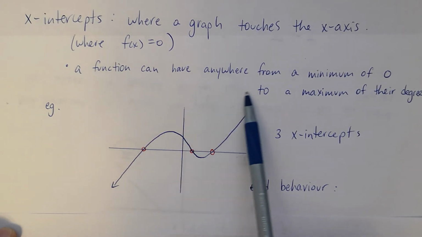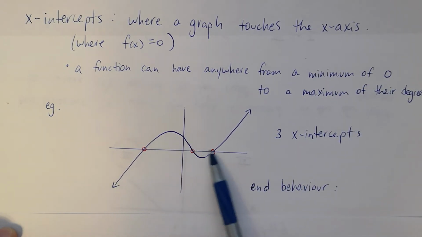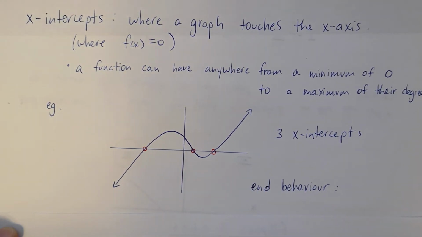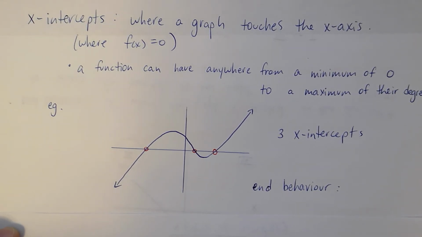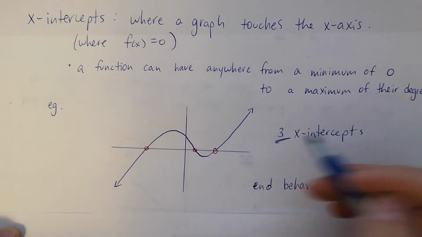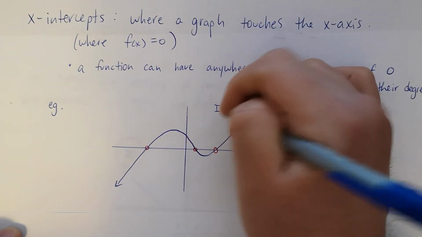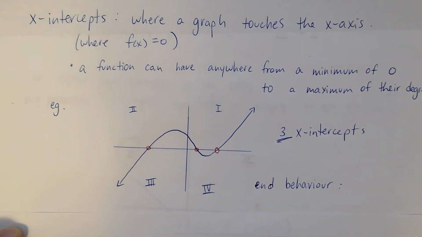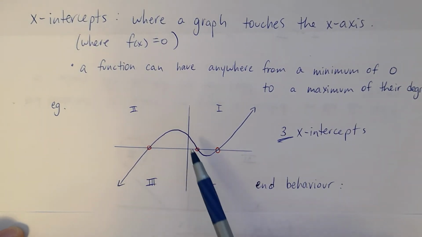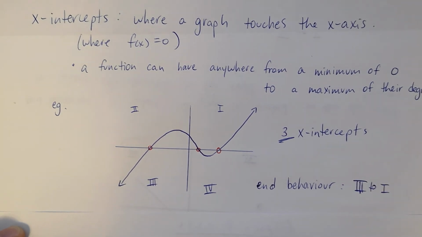A function can have anywhere from 0 to a maximum of their degree. So since this is what a cubic looks like, degree 3, there's no way it could have more than 3, but it could have 2, it could have 1, and it could have 0. Okay? This one has 3. The end behavior, just for practice, remember, our quadrants are 1, 2, 3, 4. Just like with our previous example, actually, this end behavior is going to be 3 to 1.